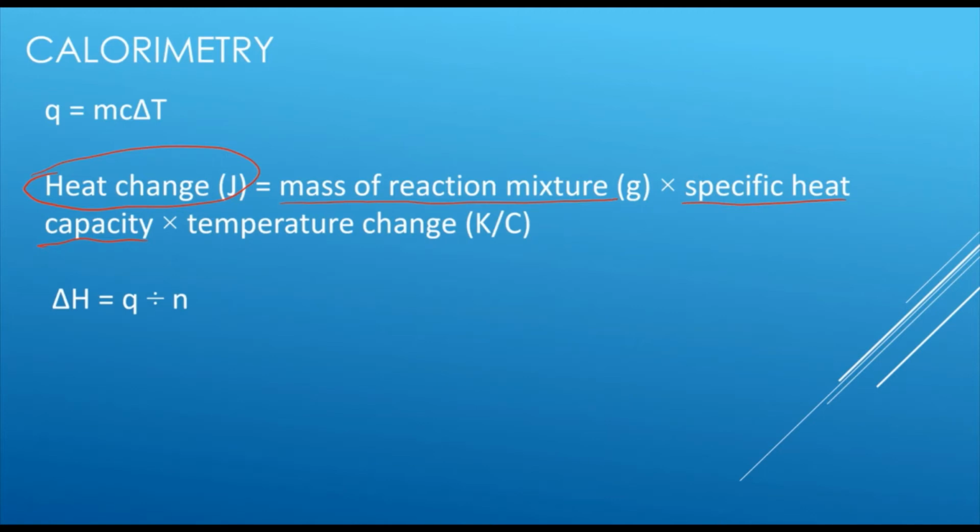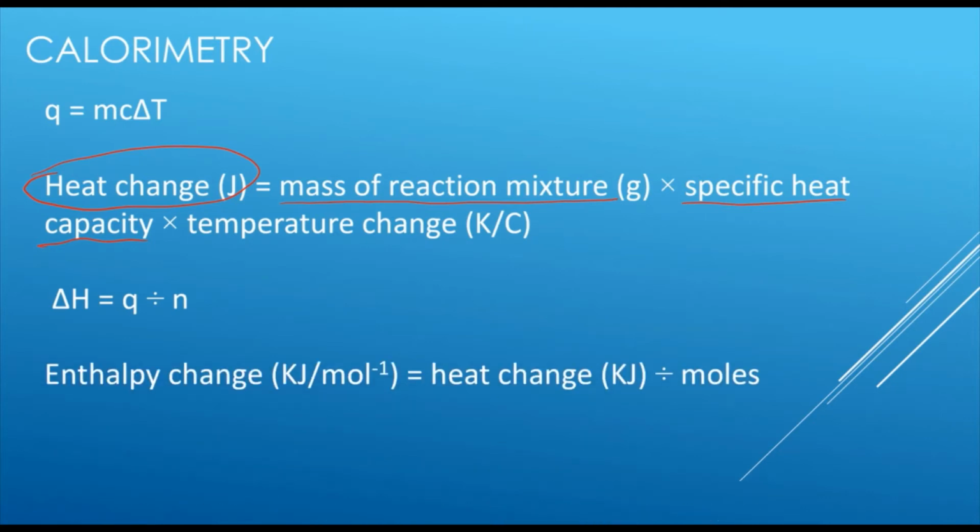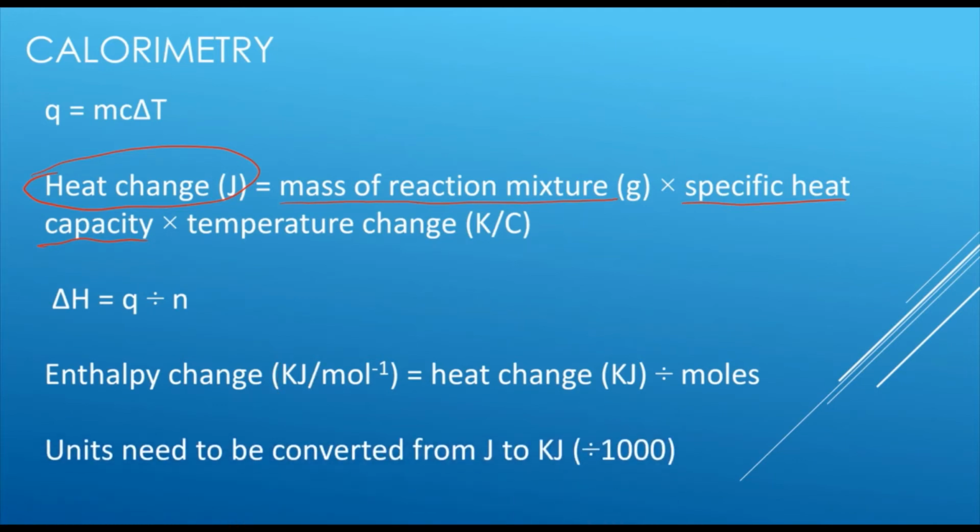So when we get the heat change, we can calculate the enthalpy change. The enthalpy change is measured in kilojoules per mole, as I mentioned earlier. What we do is divide the heat change we've calculated by the moles. But if you notice, the heat change we got from the first equation was measured in joules, but now the enthalpy change we're getting out is measured in kilojoules. So that's why, when we get the heat change in the first step, we need to convert the joules into kilojoules by simply dividing by 1000.